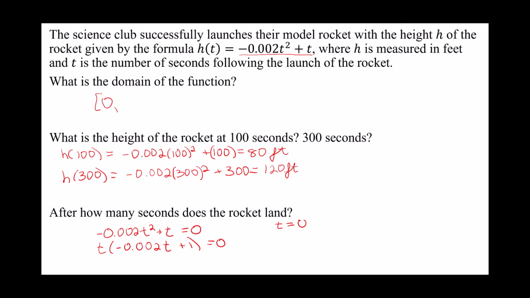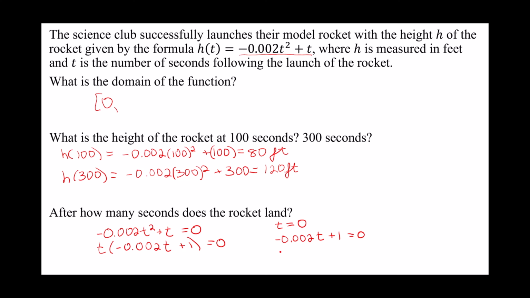So either t equals 0 or negative 0.002 t plus 1 equals 0. So t equals 0, that's where the rocket started, was on the ground at time 0. So that one doesn't give us any new information, but the other equation will.